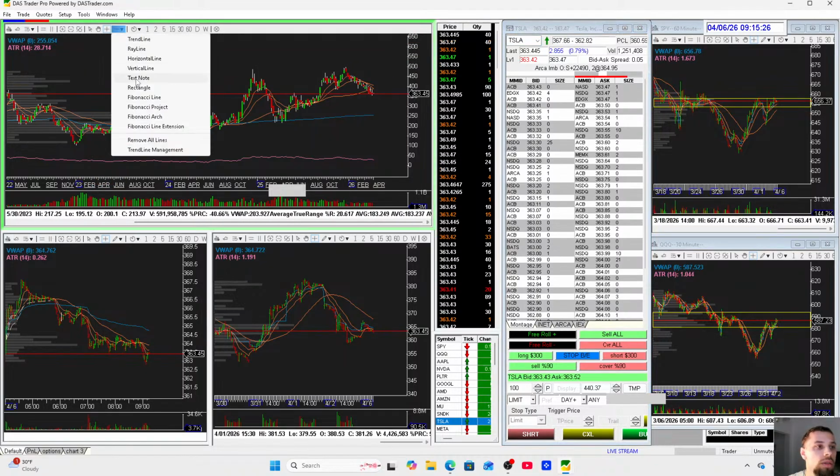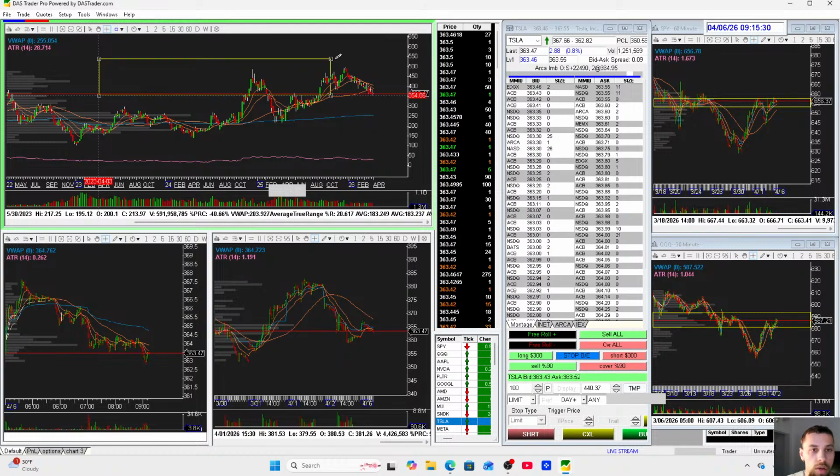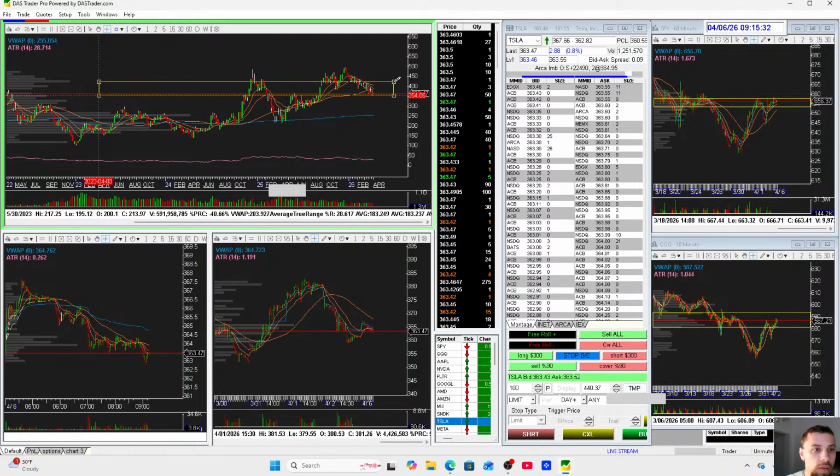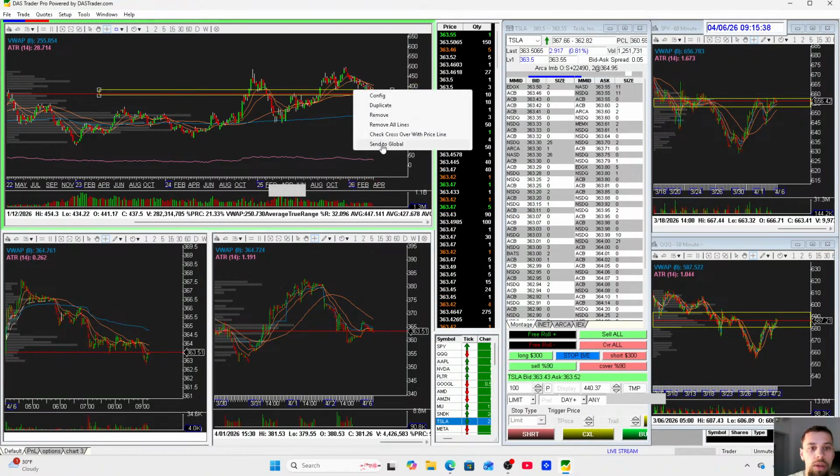Okay, area of support, resistance here. Gonna mark off the low of last week, so 350. Looks good to me. Area of resistance, 383.